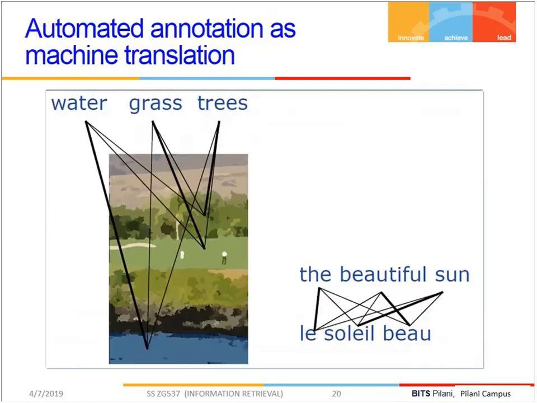So how do we annotate? Suppose you have water here, grass here, and trees here. Now how do you identify which is what? You just have some visual terms. Let us say you have three visual terms here, one of water, another of grass, and a third of trees. How do you annotate that it is water, it is grass, it is a tree? It is done by machine translation. So how do you align the keywords to the visual terms? That is done by machine translation.